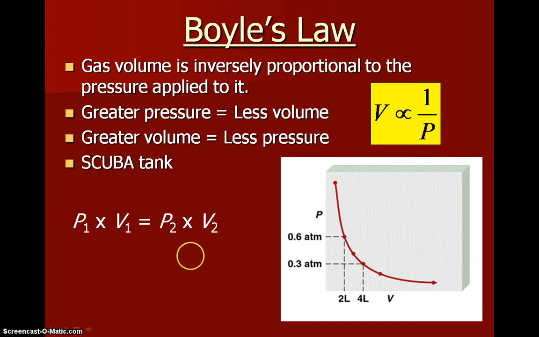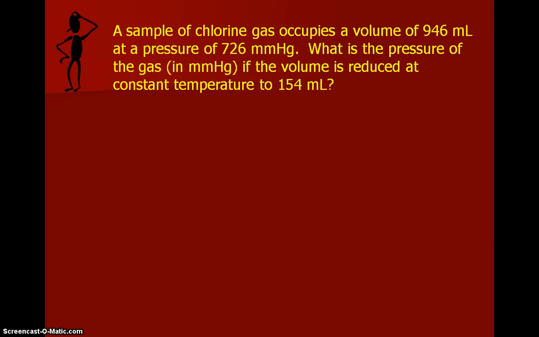So let's go ahead and just do a quick example using Boyle's law. It says you have a sample of chlorine gas and it occupies a volume of 946 milliliters at a pressure of 726 millimeters of mercury. What is the pressure of the gas in millimeters of mercury if the volume is reduced at a constant temperature to 154 milliliters? Now this constant temperature is written in there so that we know that the temperature stays the same and isn't going to affect the pressure or the volume.